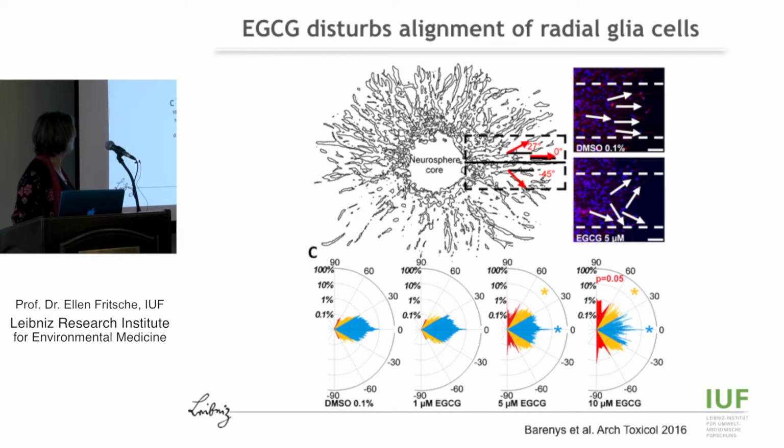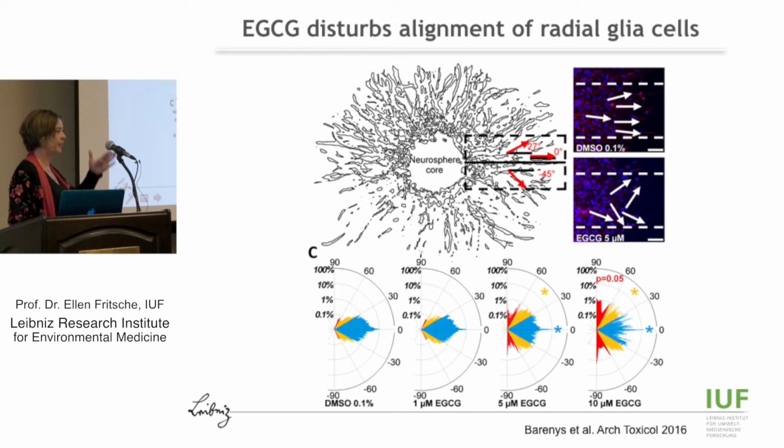And you can also quantify this by measuring the angles in the neurosphere. This is a polar plot of the angle. The blue is the control. Most of the cells are within 30 degrees in angle here. But when you go up with the concentration, you see yellow and red arising. So you see more cells are off the normal angle.